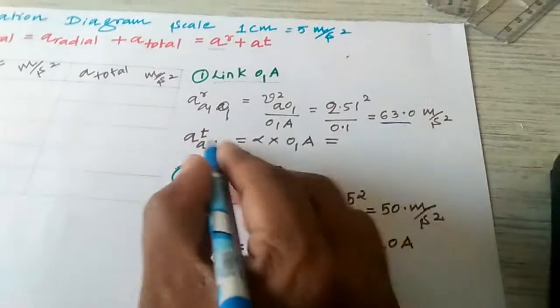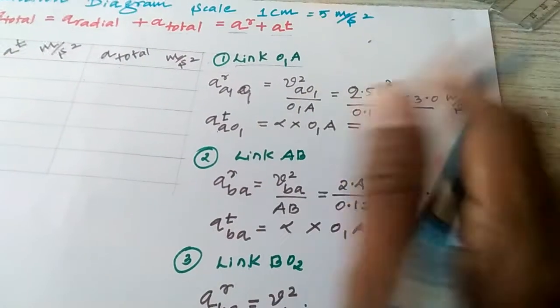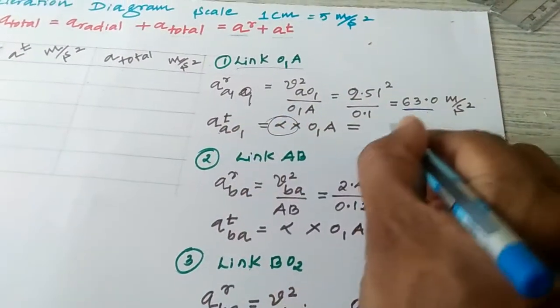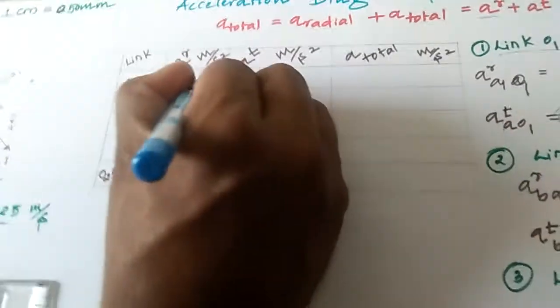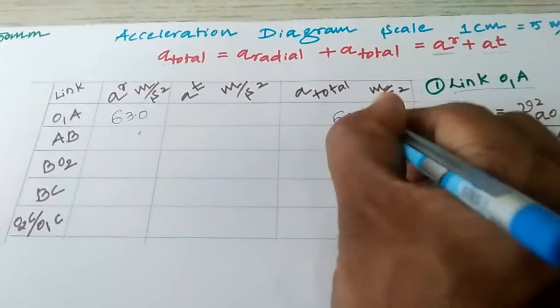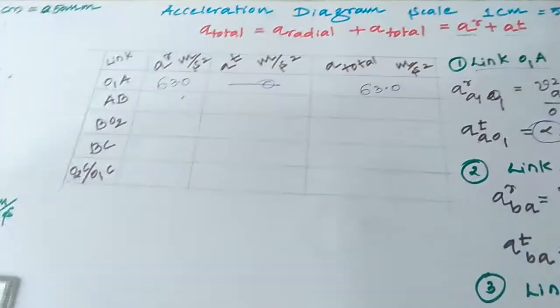What about the tangential? First you have to go for the tangential. In this case, it is not given as constant or anything, so you have to take it as 0. This total becomes 63 only. Don't take this one, you make it 0. Don't draw the tangential also.